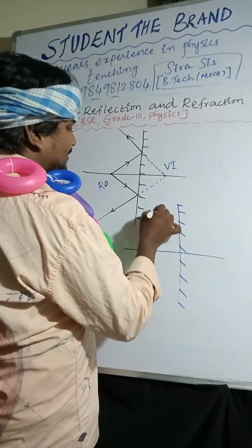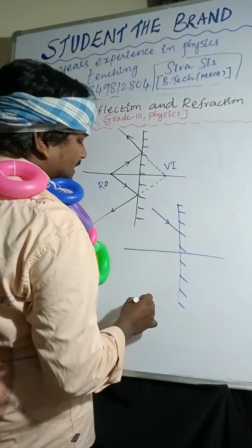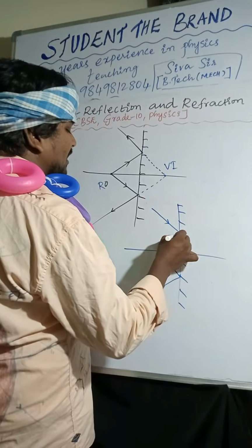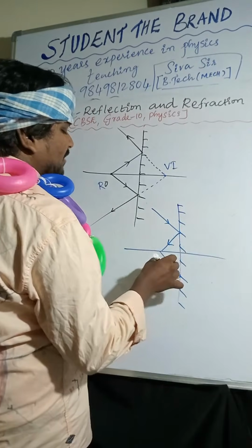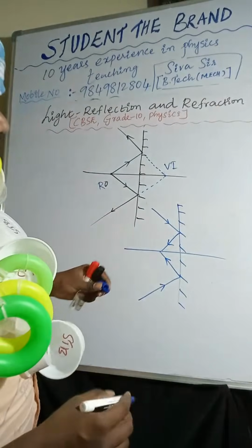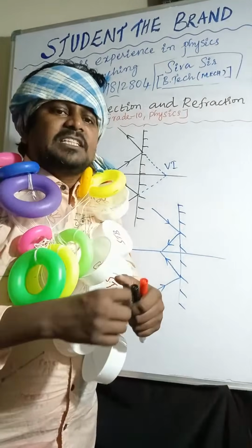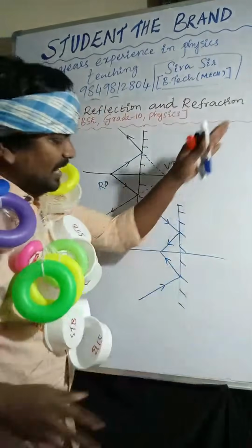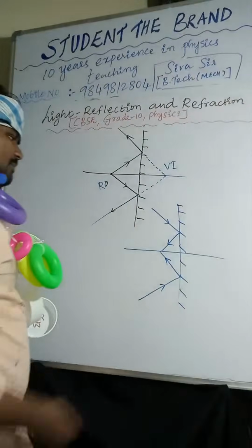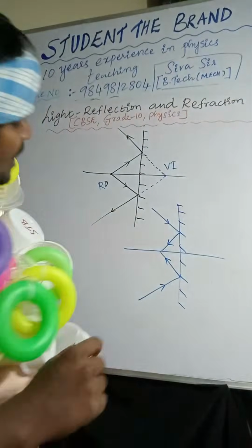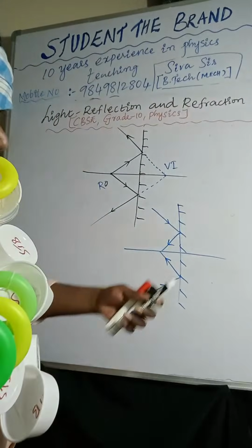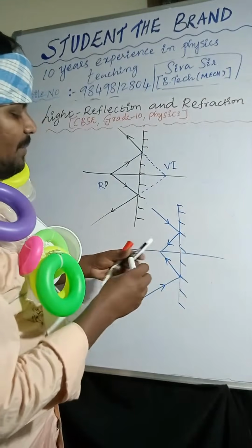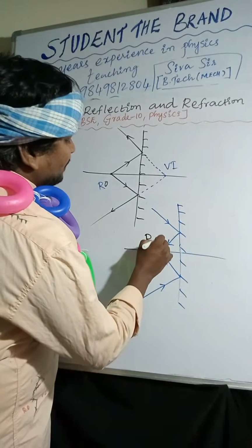These light rays are coming from infinity. After reflection, light rays are meeting at one point on the principal axis. On the principal axis, reflected light rays will meet. That image is called real image.